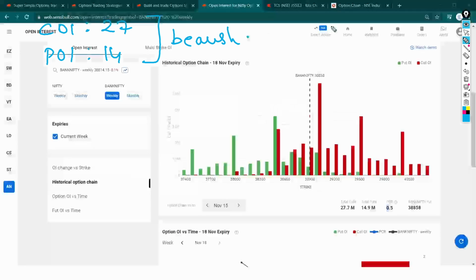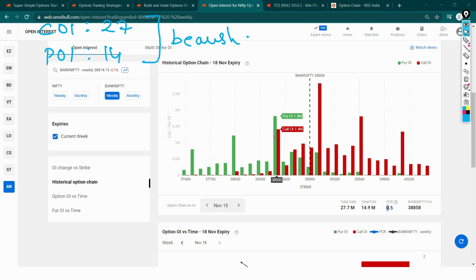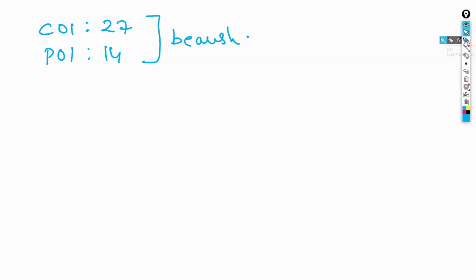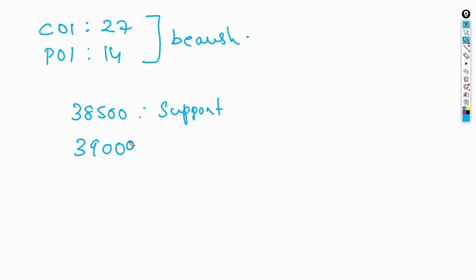The second thing we understand is that the highest OI on the call side is at 39,000 and the highest OI on the put side is around 38,500. So we'll just make a note of this. The highest OI is 38,500 on the put side, which is likely the support, and the highest on the call side is 39,000, which is likely the resistance.